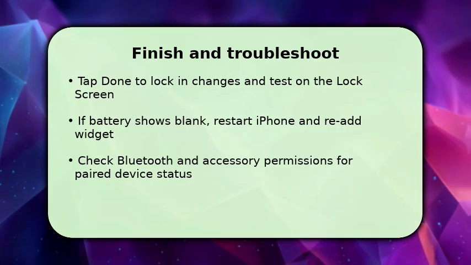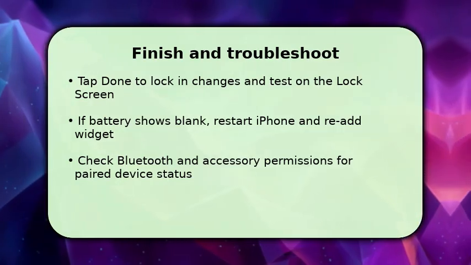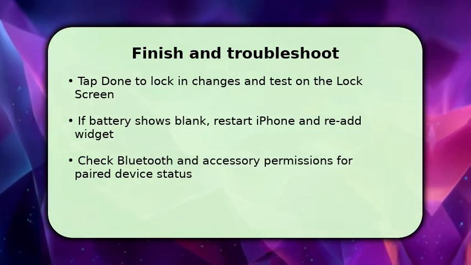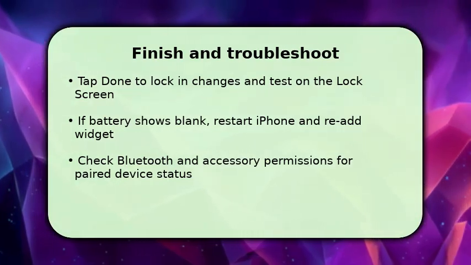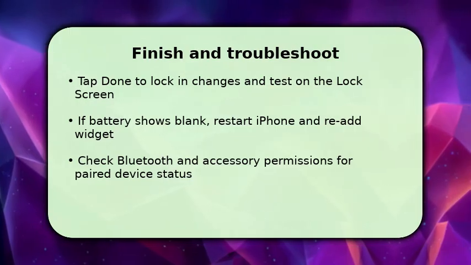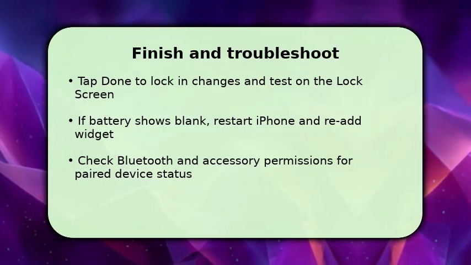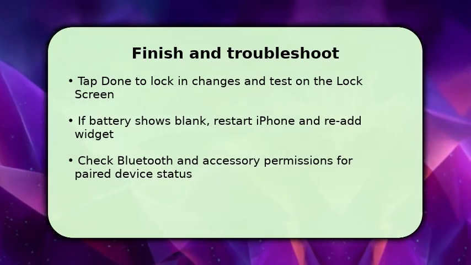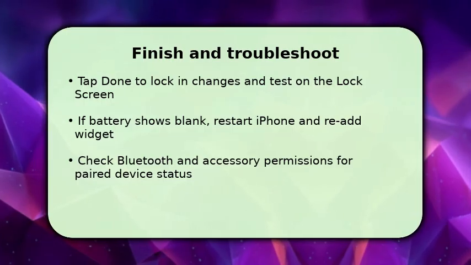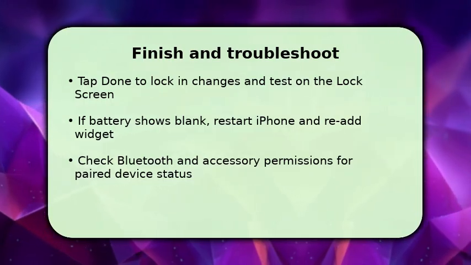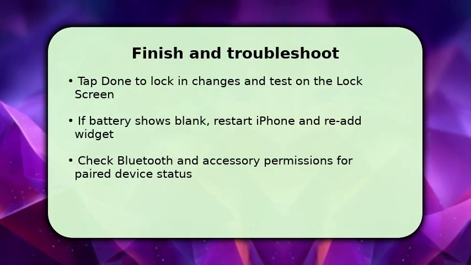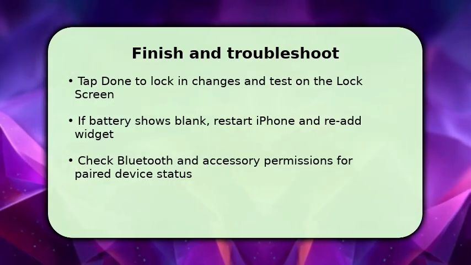If the widget is blank or shows stale data, restart your iPhone and re-add the widget. That often forces the system to refresh. If paired accessory percentages are missing, make sure Bluetooth is on and accessories are connected, then check relevant permissions in settings. If problems persist, toggle the widget off and back on or update iOS. Those steps address most remaining issues.